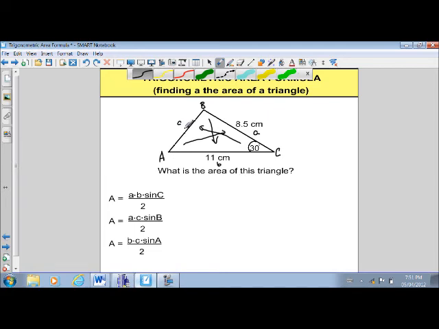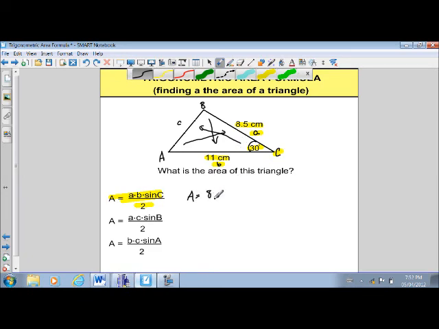Over there will be lowercase a, down here will be lowercase b, and then over here will be lowercase c. And for my formula, some people find it tricky to decide which one to use. I just need to look at the information I have. Here I've got b, which is 11. I've got a, which is 8.5. And I've got angle C, which is 30. So which one has sides a, b, and angle C? Well, it's going to be this one here. So I'm just going to take my values and fill them in.